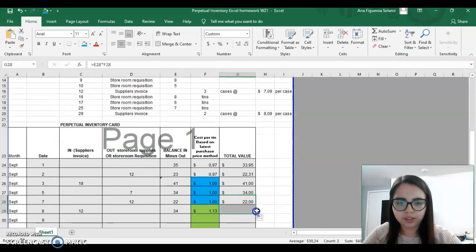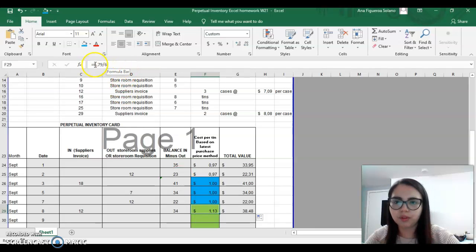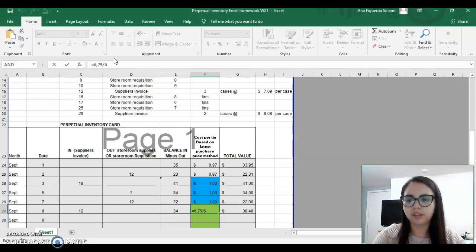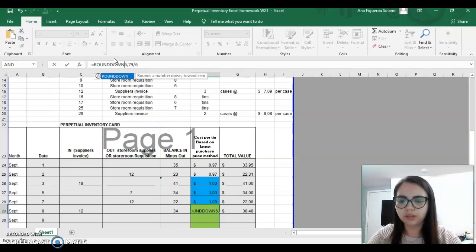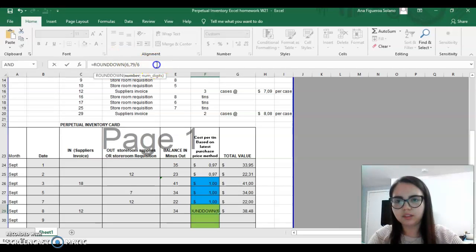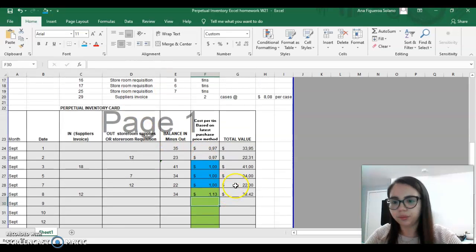If we autofill this, if we compare it with 2 decimals, it's going to be a different result. So in this case, we're going to use the same round function, but round down. So equal round down, open bracket, the same division, semicolon, and 2 decimals. And now the result is what we need.